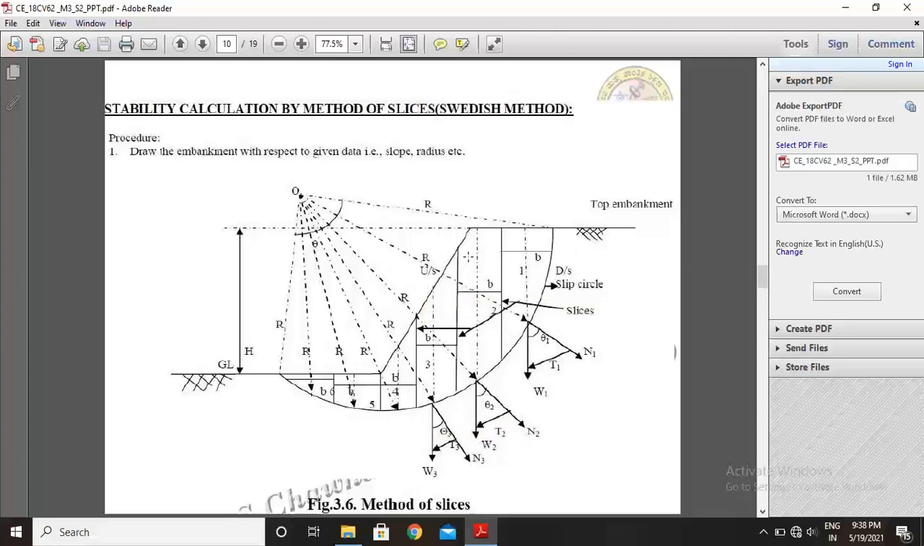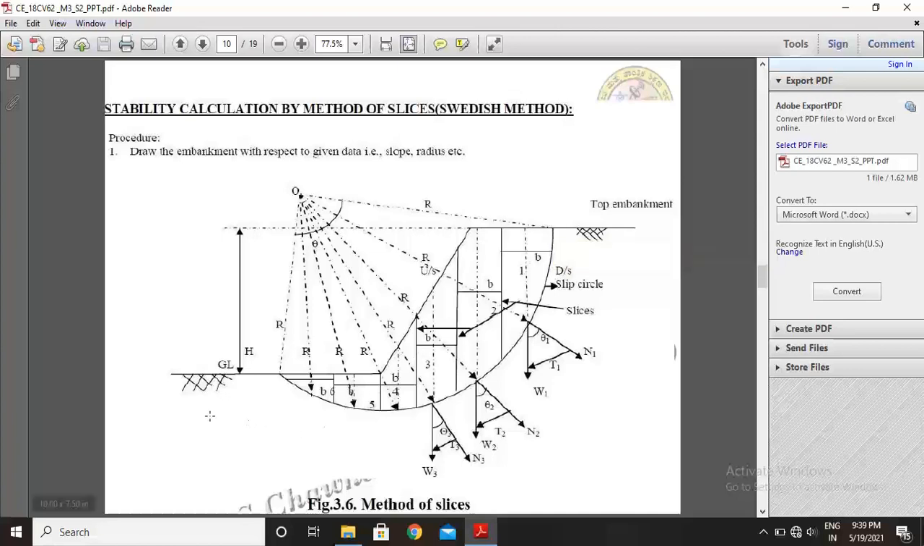now you select the radius. You select the point O with respect to radius R, then with O as the center draw the circle, that is the slip circle, OR, from O to this point. So this is radius R, and draw the circle, that is the slip circle.